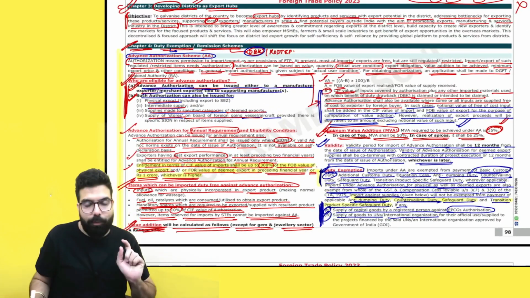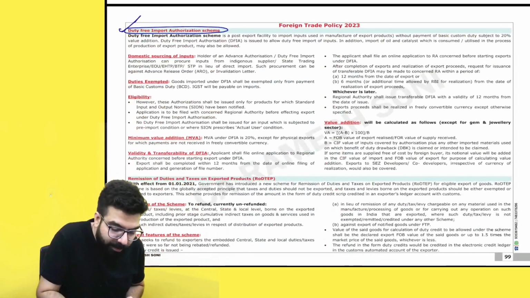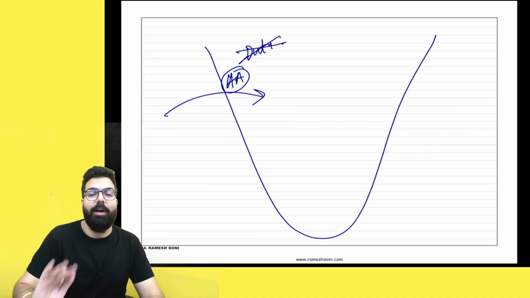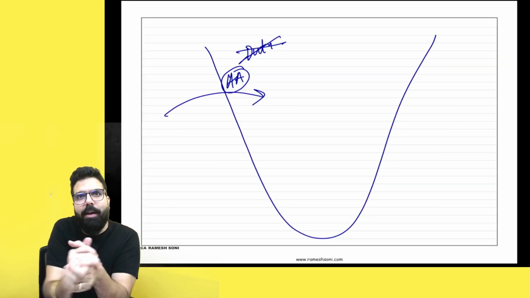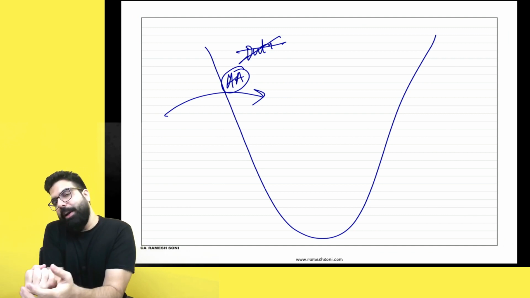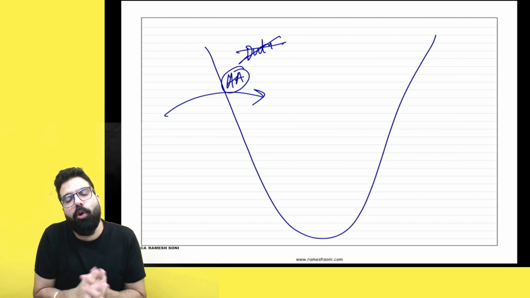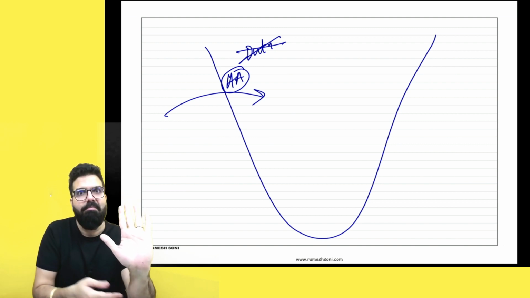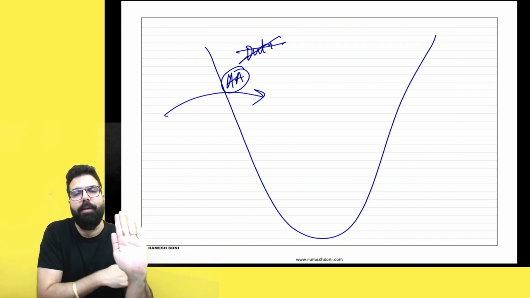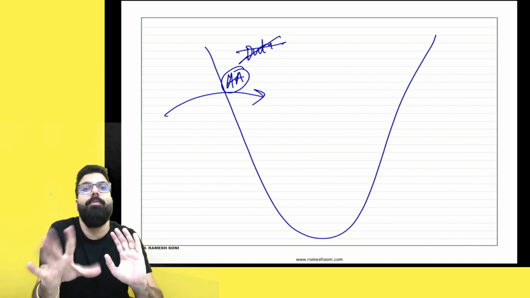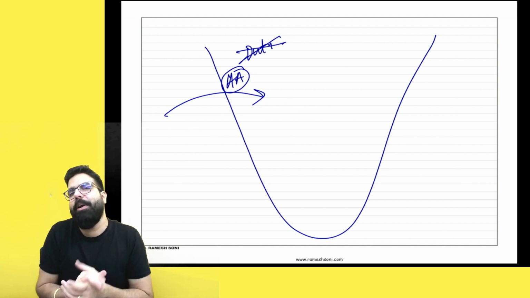Remember one thing. Now, the next one is duty-free import authorization. Listen, what is an advance authorization? Advance means you are given authorization that you can import without payment of any duty. For example, I have an export order ready with me. Sir, see, I have an export order for 1 lakh shirts. Then you can go to the DGFT, show him the export order, and he will give you advance authorization that you can import without payment of any duty.